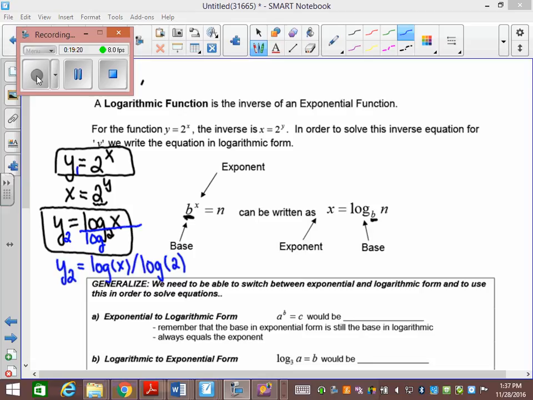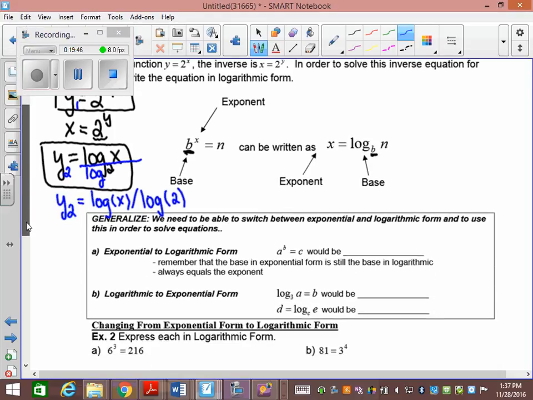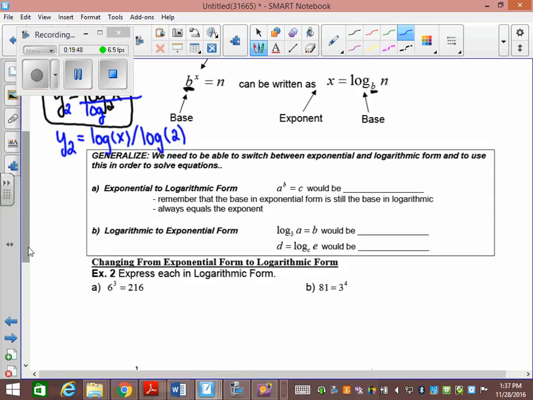Okay? This is 2 to the exponent x. Oh, thanks. No, you're good. You're right. Okay? So let's go through this part. Oh, I've been letting that run. That's nice. Okay.